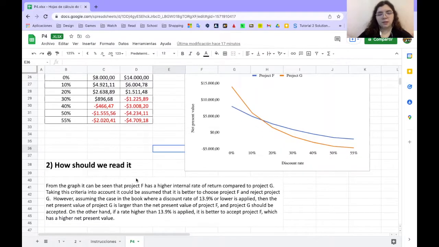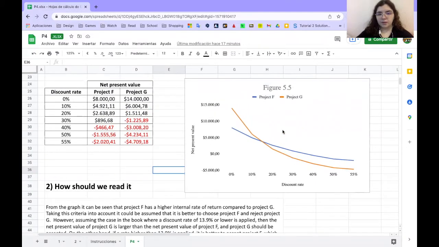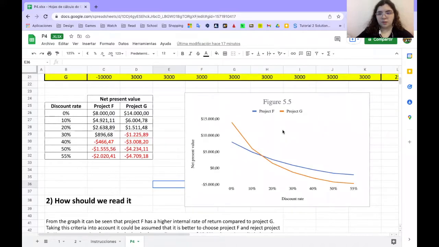On the other hand, if a rate higher than 13.9% is applied, it is better to accept Project F, which has a higher net present value. Because if we see this part of the graphic, Project F has a higher net present value, and Project G has a lower net present value. So well, this is how we can read the graphic.